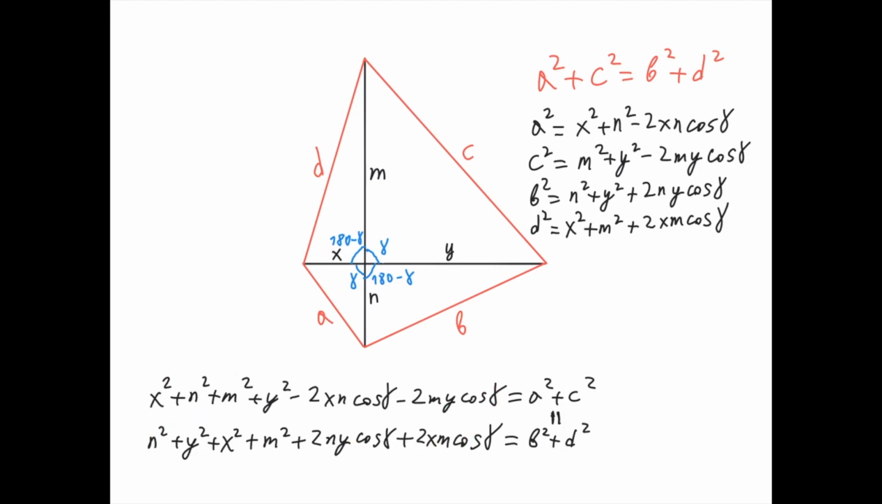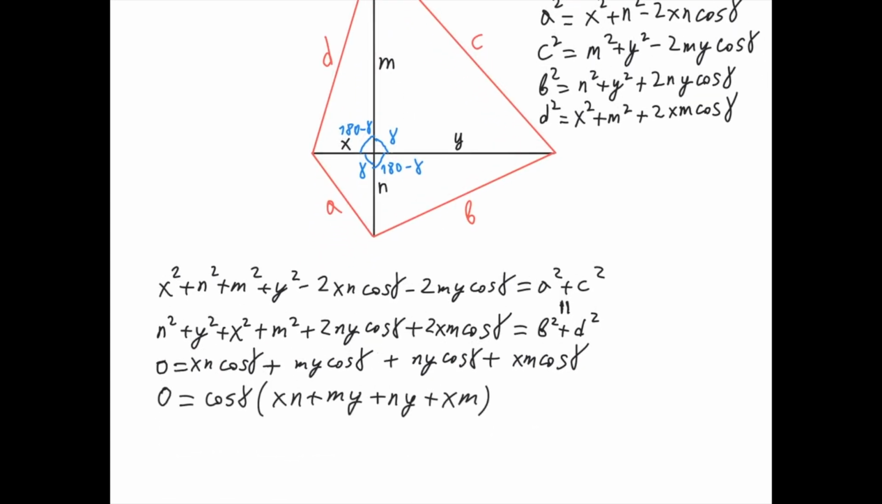And therefore, we know that this left-hand side equals this left-hand side here. And now we can cancel out x squared, n squared, m squared, and y squared with x squared, n squared, m squared, and y squared. And then we get that this part equals this part. So we get this here. And now we can cancel out the 2's and send these terms to the other side. So we get this equality right here.